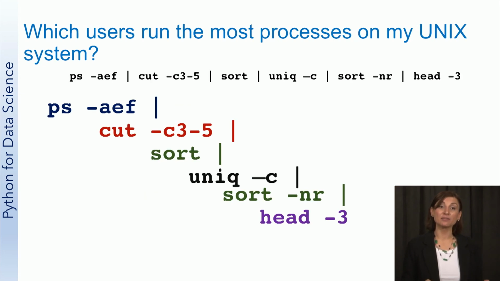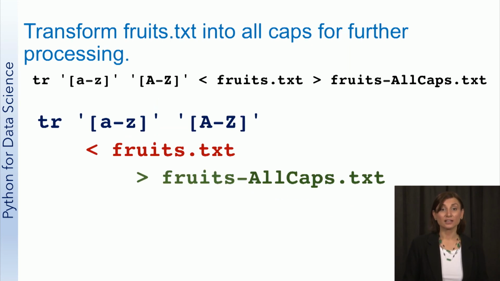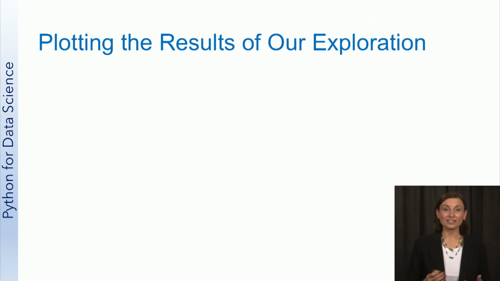Next, we see a similar usage of these commands for our second question. We will focus on this one more in our live coding session. Lastly, we will use a new command, the tr command, to convert the contents of fruits.txt into all capital letters. Next, we will visualize our findings to complete our exploratory analysis.